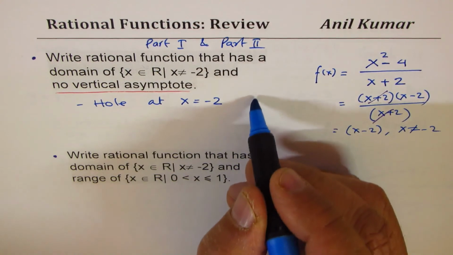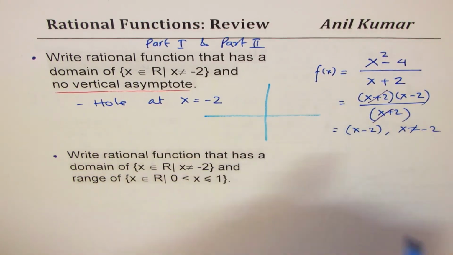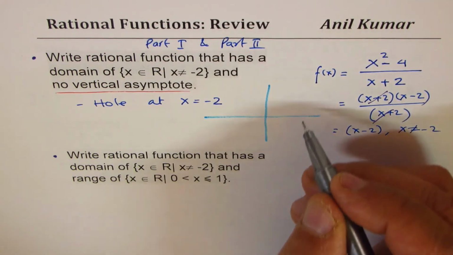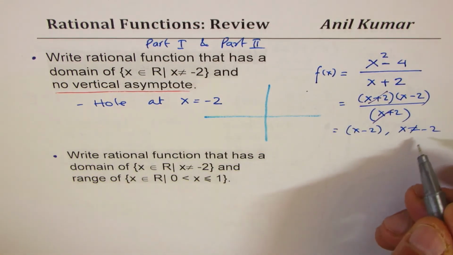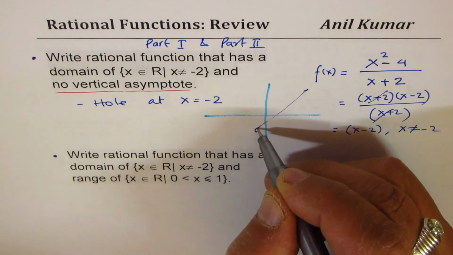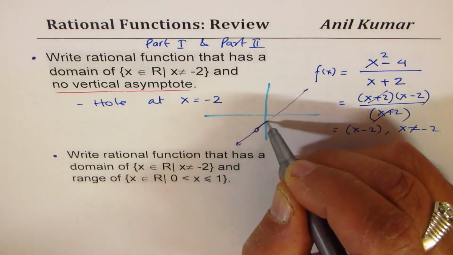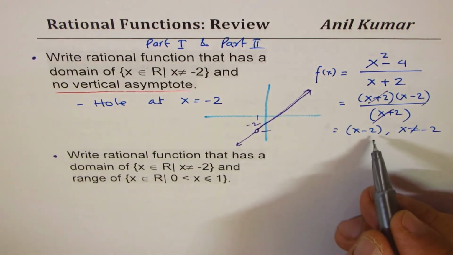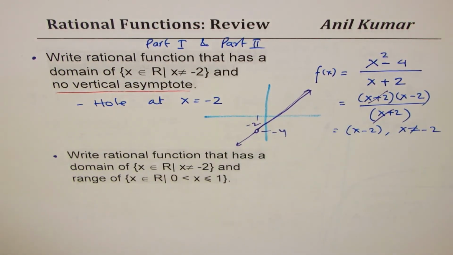And if you want to sketch this function, then it's a straight line, correct? x minus 2. So it's a straight line kind of like this. But at minus 2, there is a hole. Does that make sense? So this is at minus 2. And obviously the value is minus 4. So that becomes a function which is going to satisfy that condition.